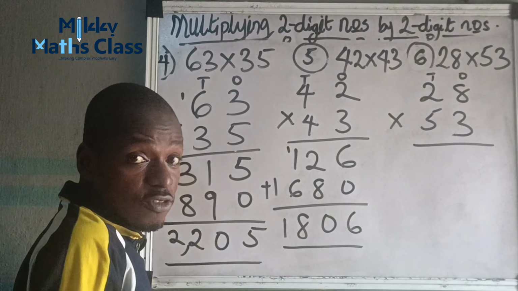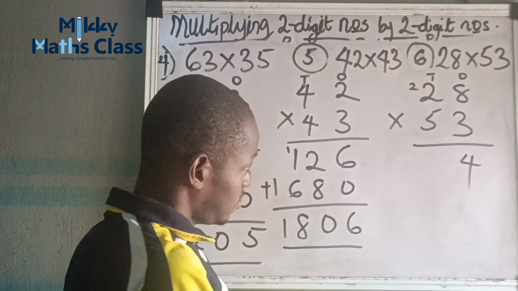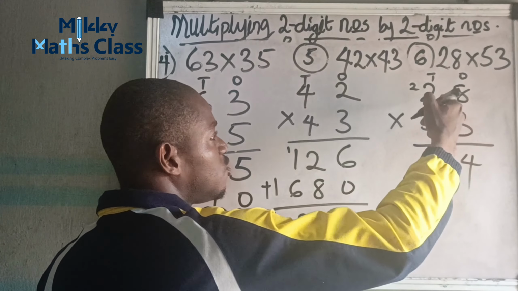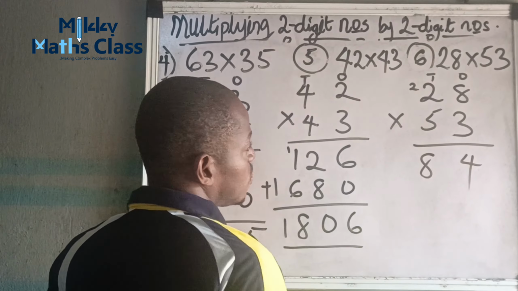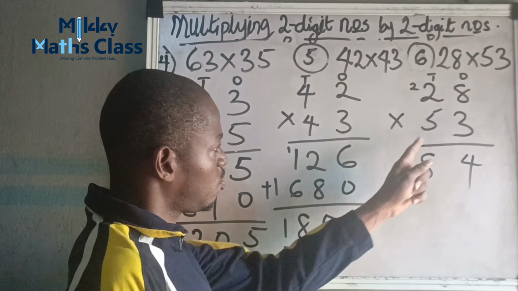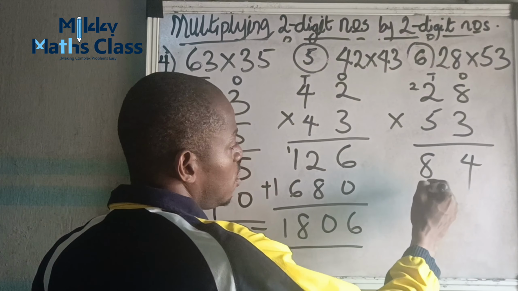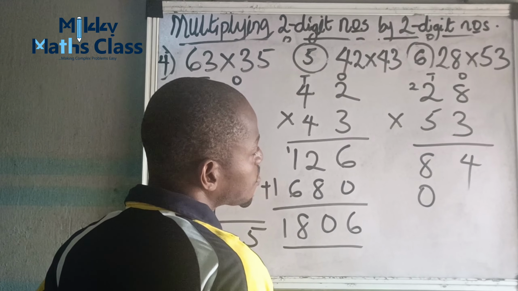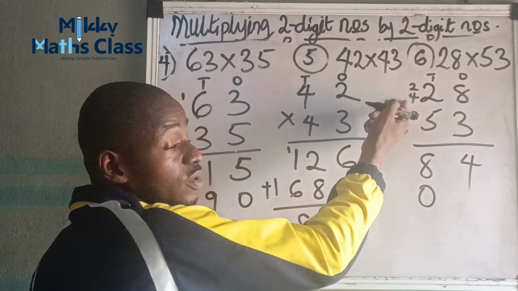8 times 3, that's 24. We put our 4. We'll carry our 2 to the tens part. 3 times 2, that's 6. Plus 2, that's 8. We are done with that. Let's move to the next digit. 5 times 8 is 40. We'll put our 0 and carry our 4. You can write it underneath these 2 so that you will know.